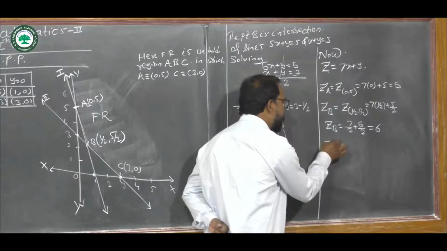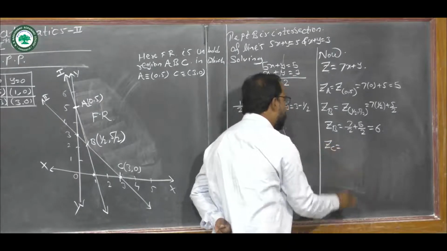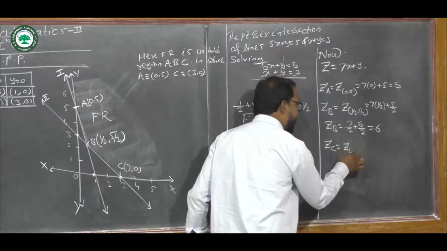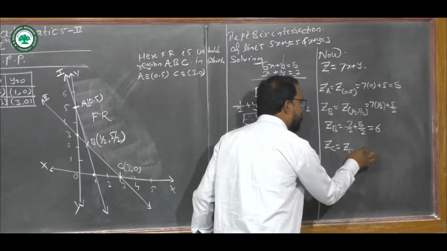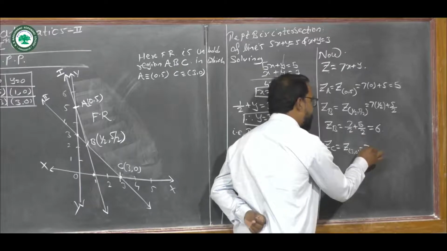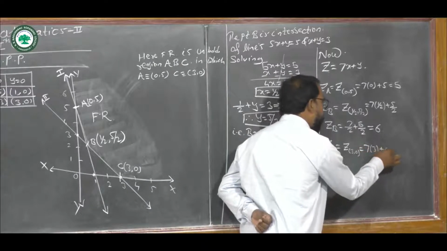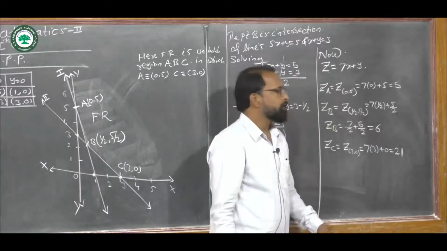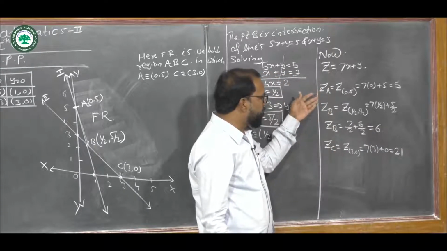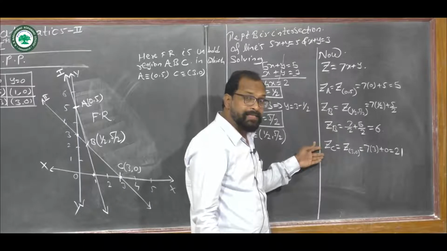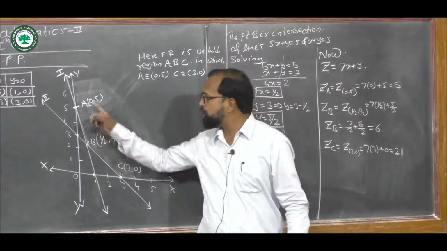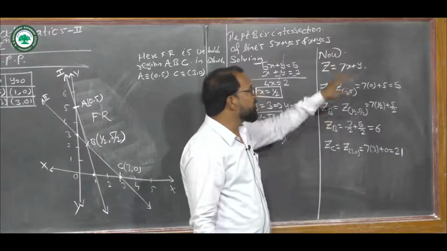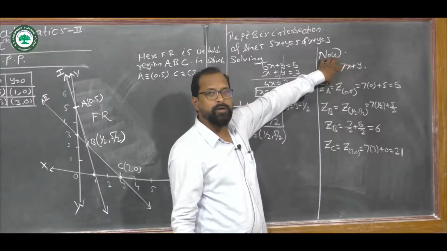And now lastly, Z at C. The coordinates of C are 3, 0. So Z at 3, 0 gives 7 into 3 plus 0 equals 21. Now these are all the values of Z at each corner point of the feasible region. Our objective is to find the minimum value of Z.